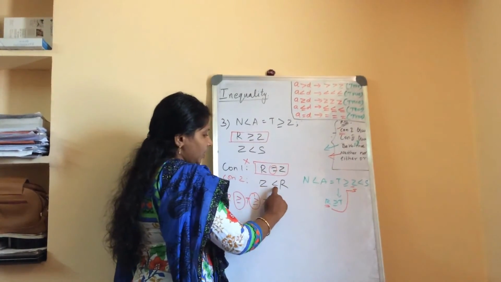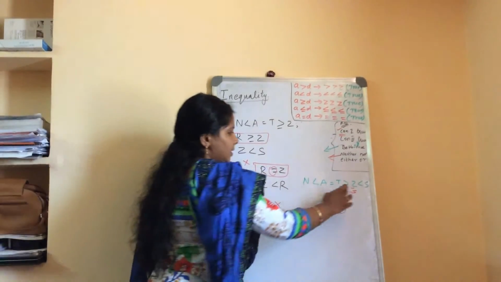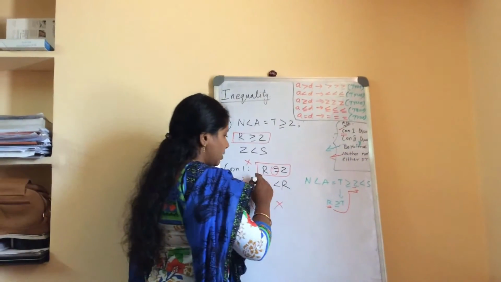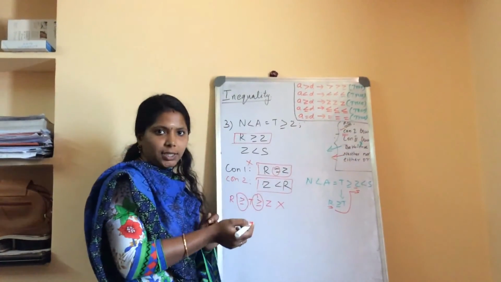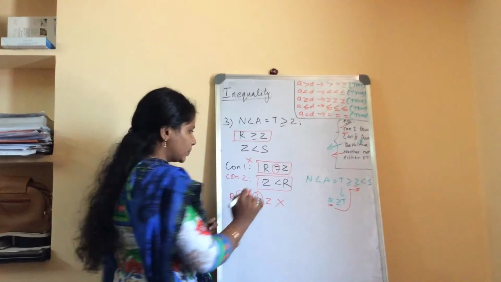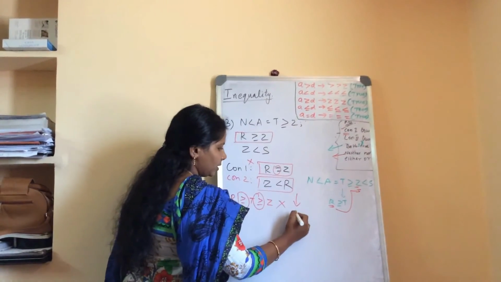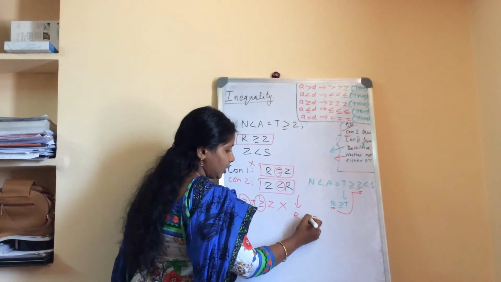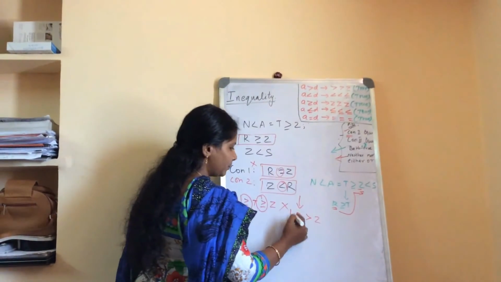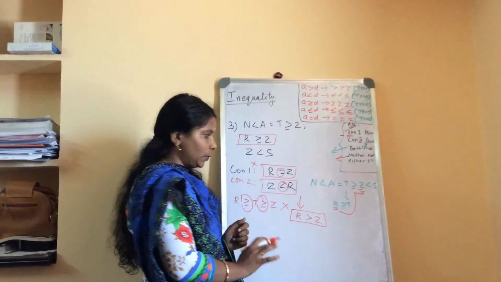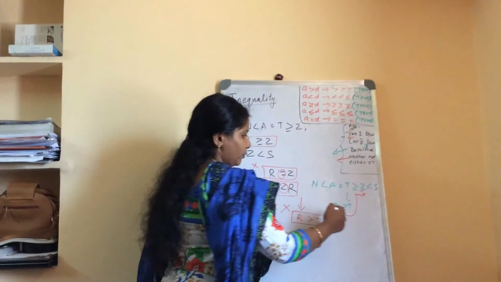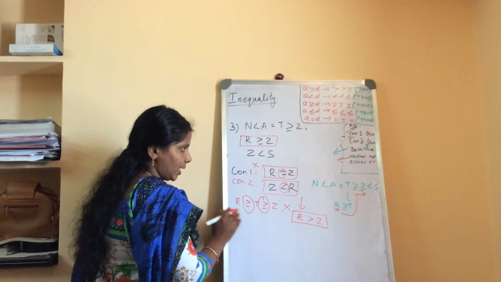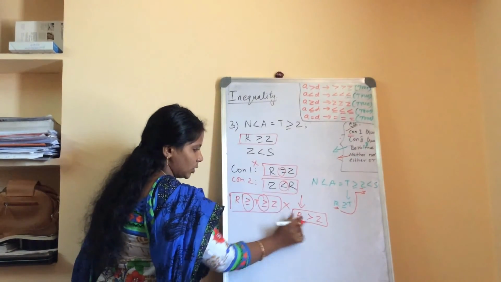Okay. Go with the second conclusion. See, Z less than R. Where is Z? Z is here, R is here. It is in a reverse direction. If it is a reverse direction, we need to change the letters and change the symbol. First we will write that. Okay. R, Z. If it is less than, it should be greater than. Then the conclusion will be R greater than Z. Okay. And we should go in the forward loop. Same forward loop only we need to take.